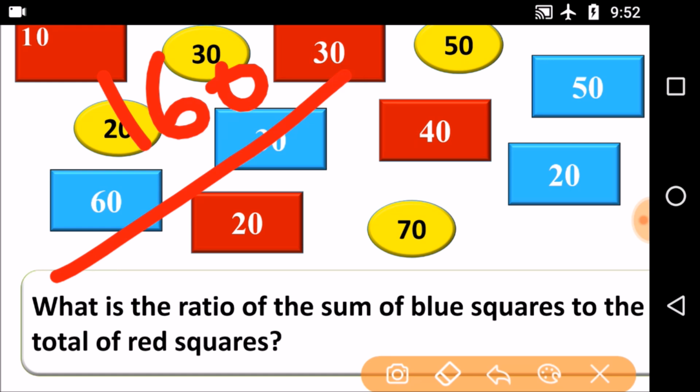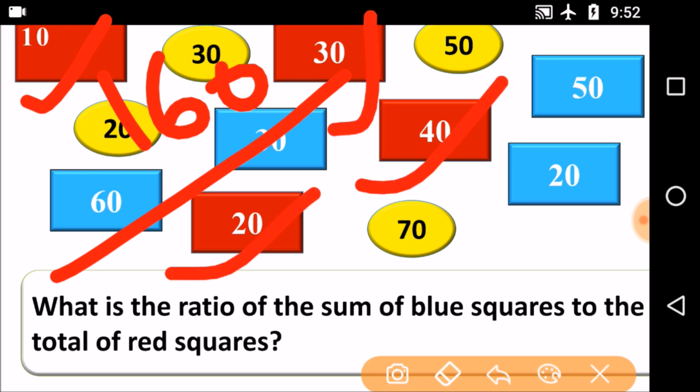So what is the sum of red squares? 10 plus 30 plus 40 plus 20. So what is 10 plus 30? 10 plus 30 is 40. 40 plus 40 is 80, plus 20 is 100.